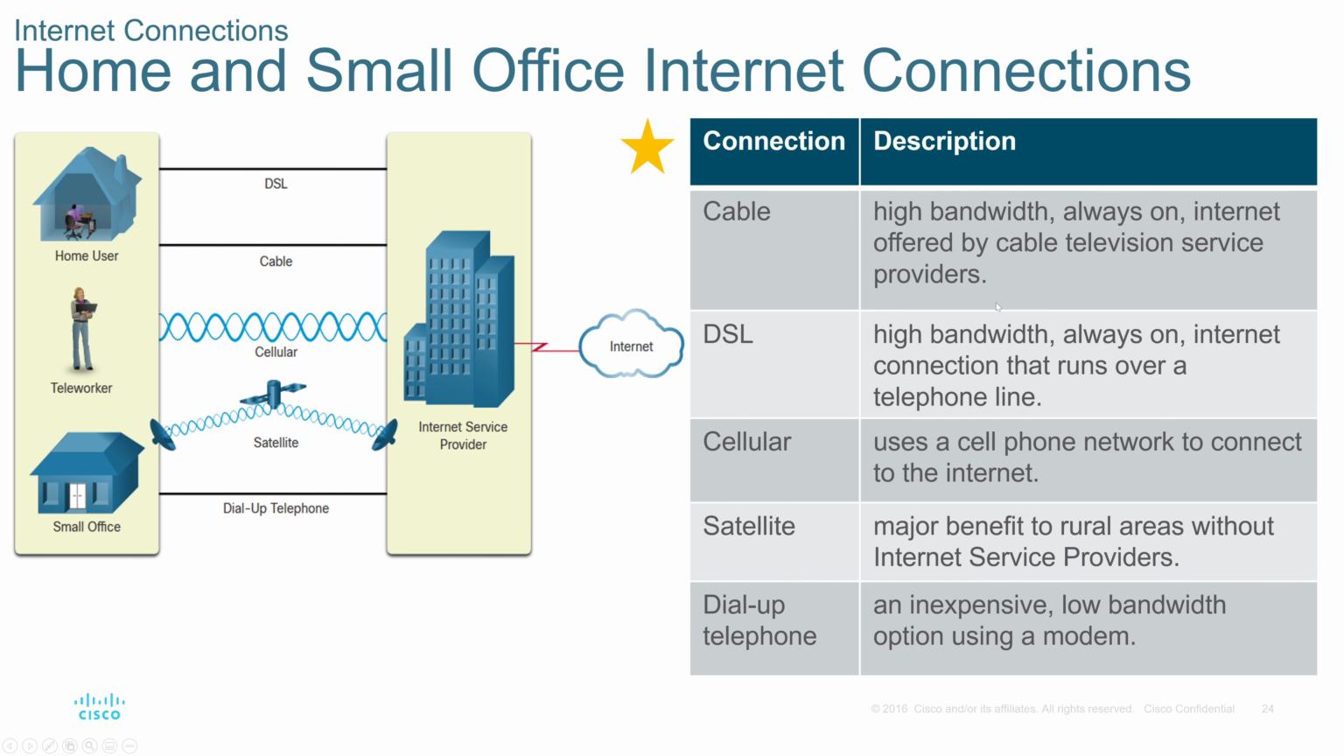The home and small office internet connections can be cable, DSL, cellular, satellite, or dial-up phones. Cable connections, which include the fiber networks and other types of specialized cables, provide high bandwidth, always on internet, offered typically by your television service providers. DSL is a high bandwidth, always on internet connection that runs over a telephone line.